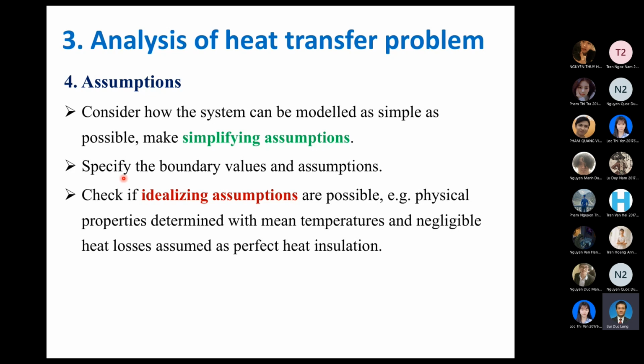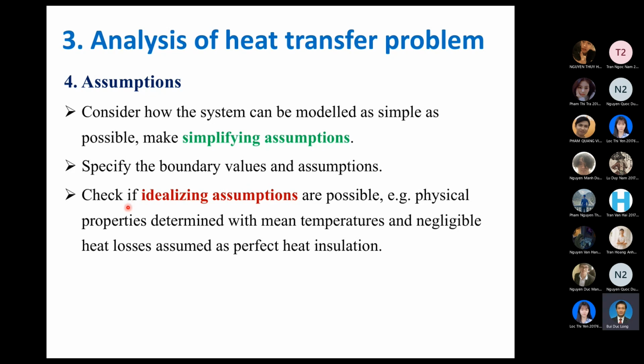And specify the boundary values and assumptions. Okay, as I mentioned in step 3, the boundary condition is very important to solve any complex problem. So the first step, you have to specify the boundary value, okay, and assumptions.